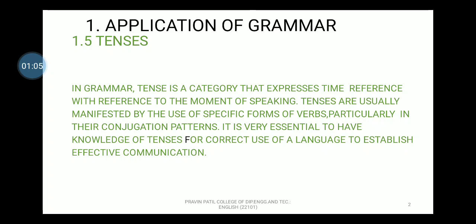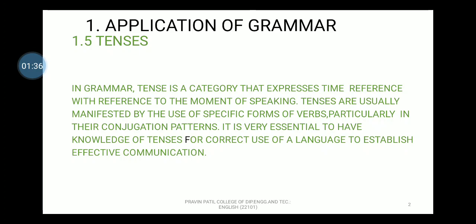Second, from the examination point of view, chapter number 1 will be asked for a maximum of 20 marks, minimum 12 marks. It will be asked in question number 6a, 6c, question number 5b and question number 4e. This topic, tenses, will be asked in question number 6c: use appropriate form of tenses.